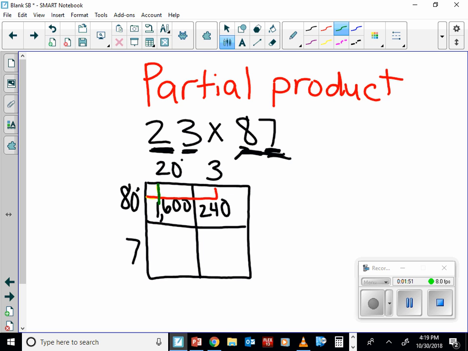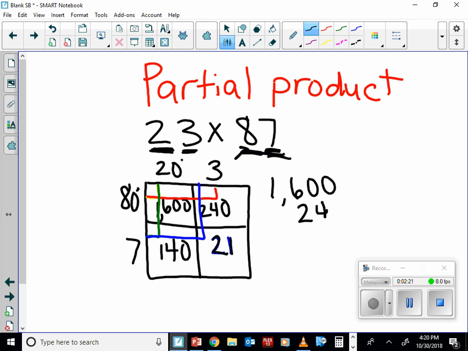Next is 20 times 7. 7 times 2 is 14. I see 1 zero. And then in the last box, it is 7 times 3, which equals 21. So we call this partial products because these are 4 different little products. So we're going to come to the side, and we're going to add them up. 1,600, 240, 140, and 21.